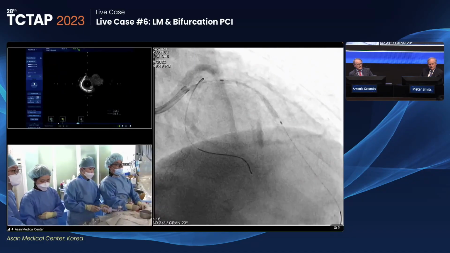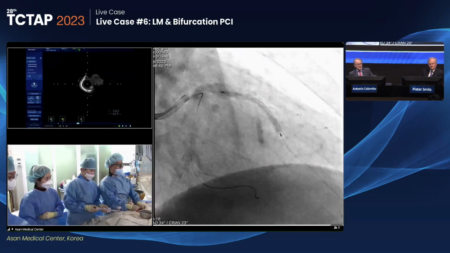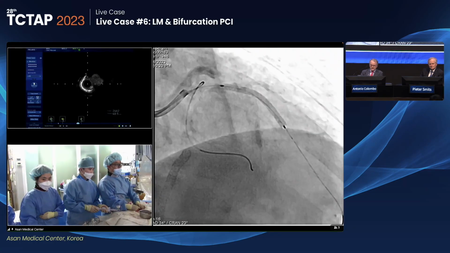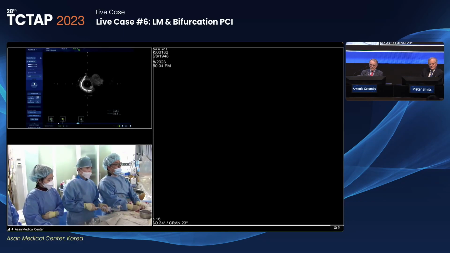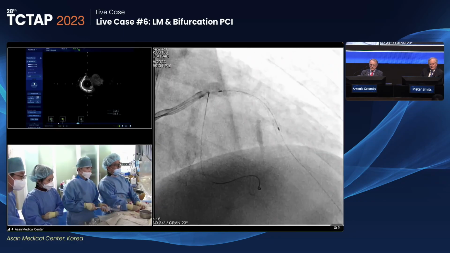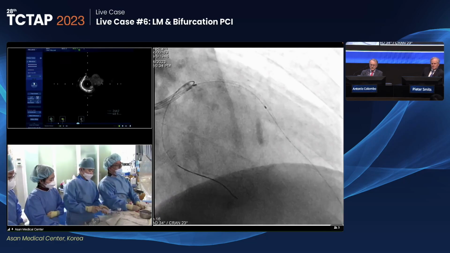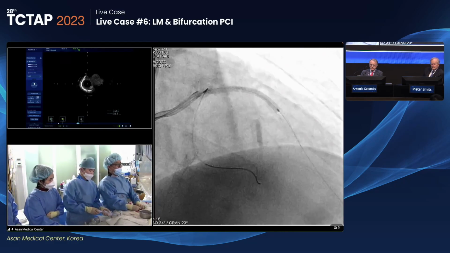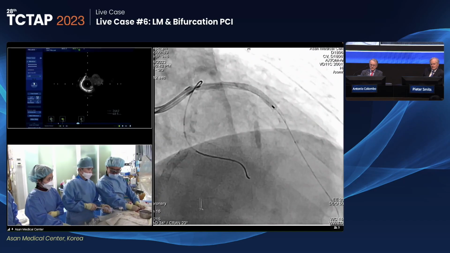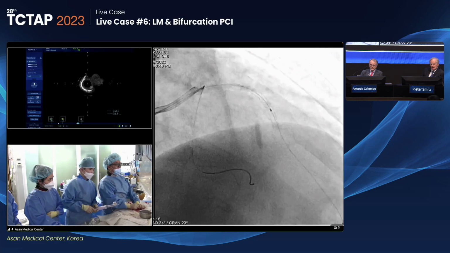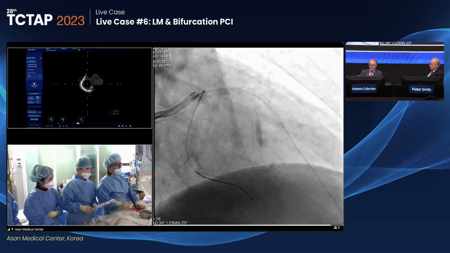The 3.0 stent, length is 33. Why do we not protect the big diagonal branch ostium? Okay, go ahead. Believe me, I'm sure. Non-compliant. Okay. So this is a 2.5 stent which you put in?